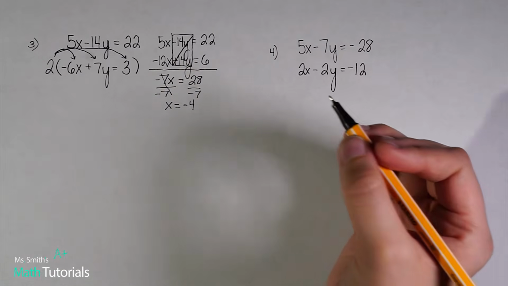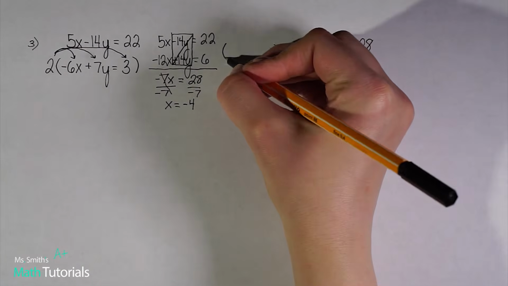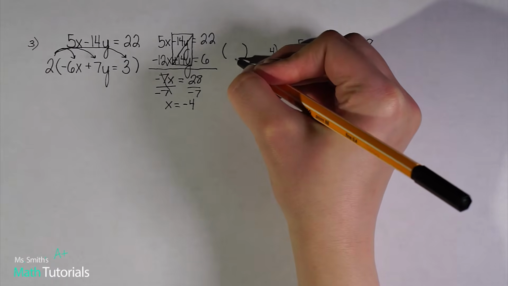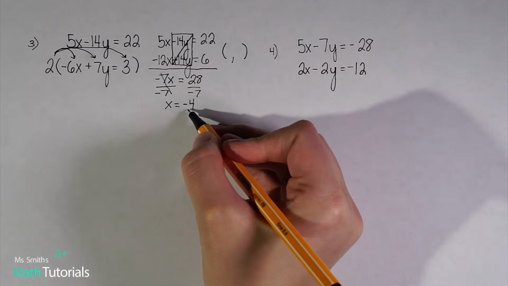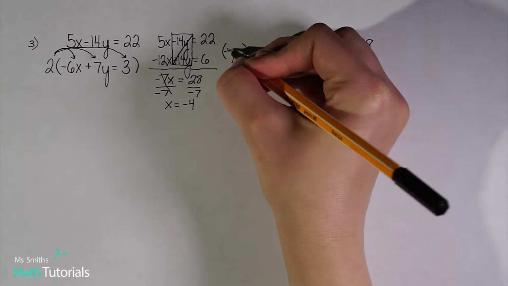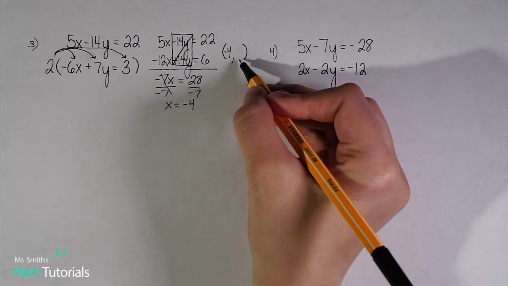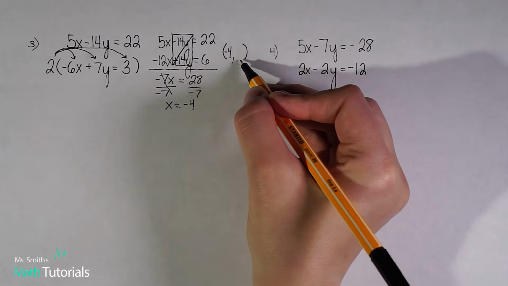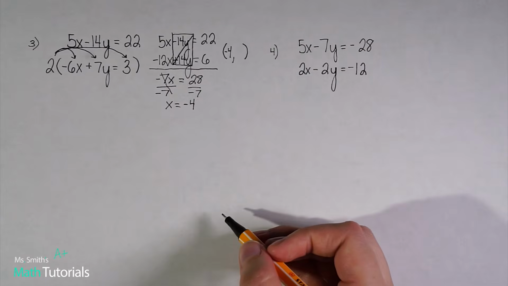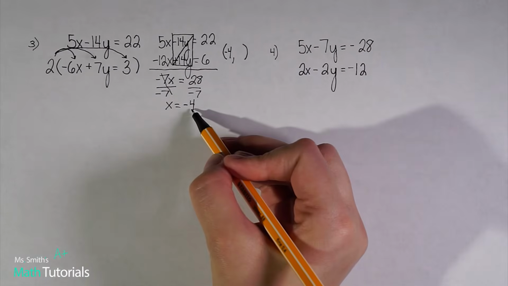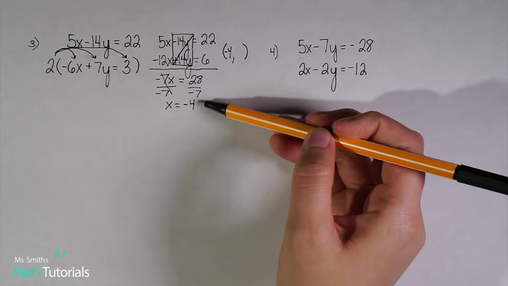Okay, so that's part of my answer, so I'm going to come over here. This is going to be my xy answer right here. I found part 1 of my answer. X is negative 4. I still need to find part 2, my y. So I can take that x equals negative 4, and I could plug that in for x.